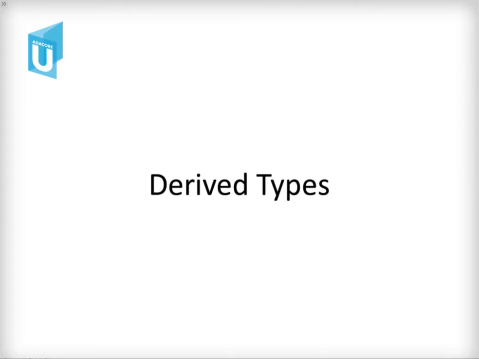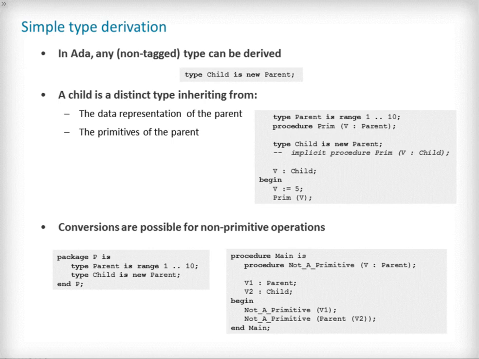Our final section of the slides part of the lecture covers one of the most powerful features of Ada, the ability to declare derived types. Deriving a new type can be performed by using the new keyword followed by the name of any non-tagged type. The following is an example of a new type called child being derived from an existing type called parent.